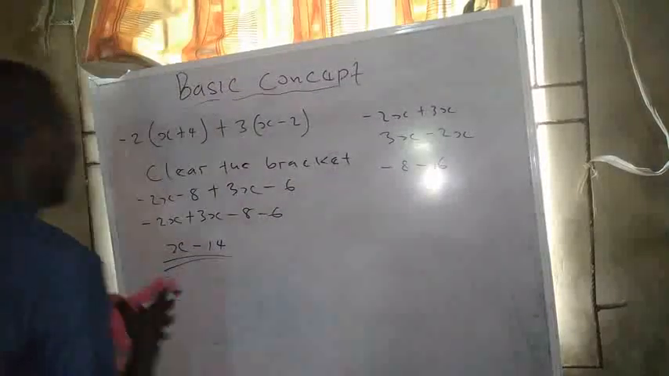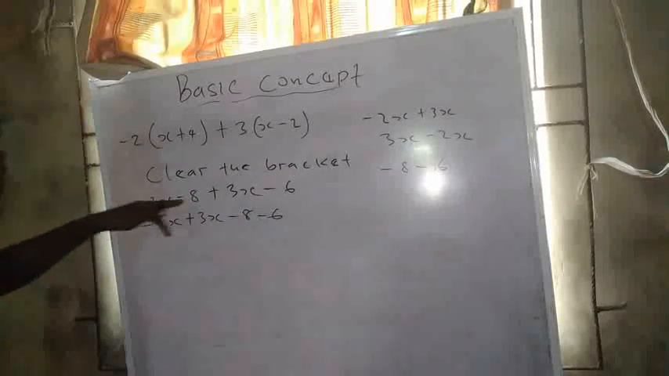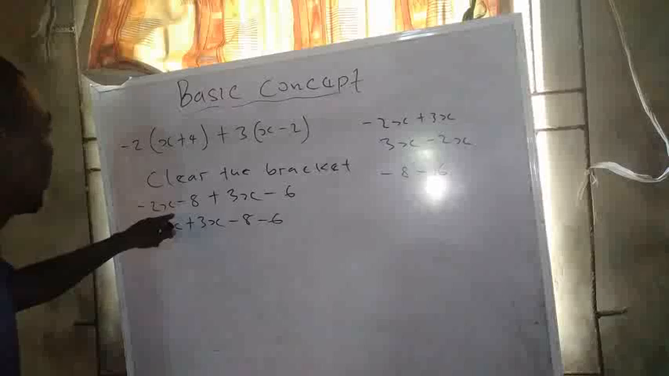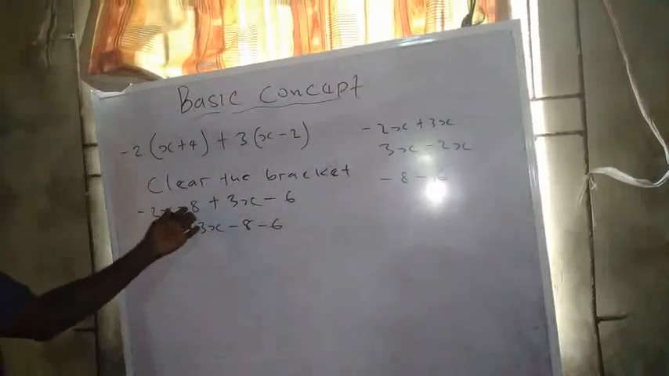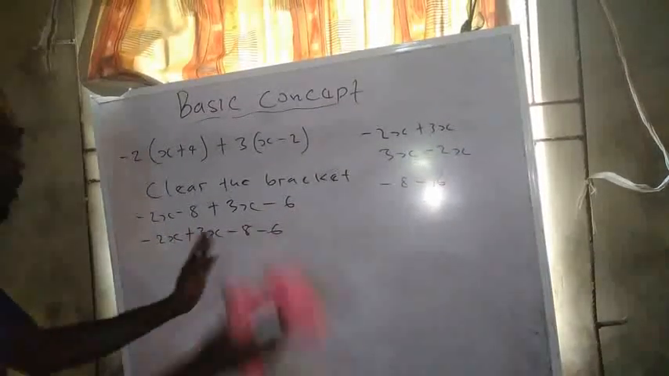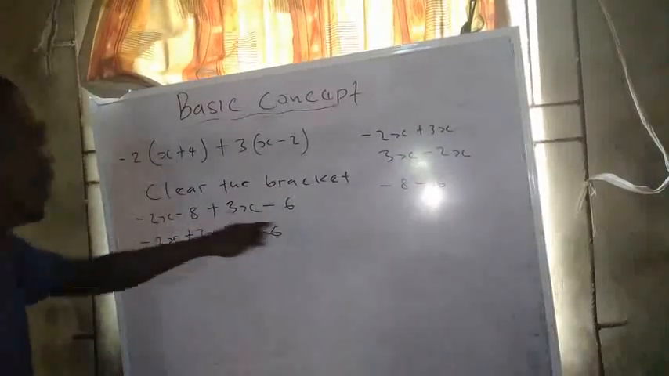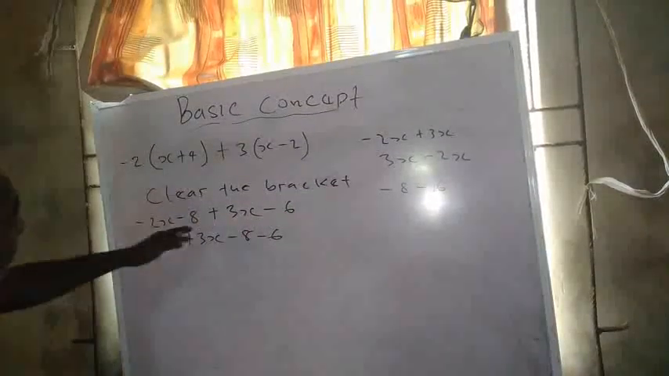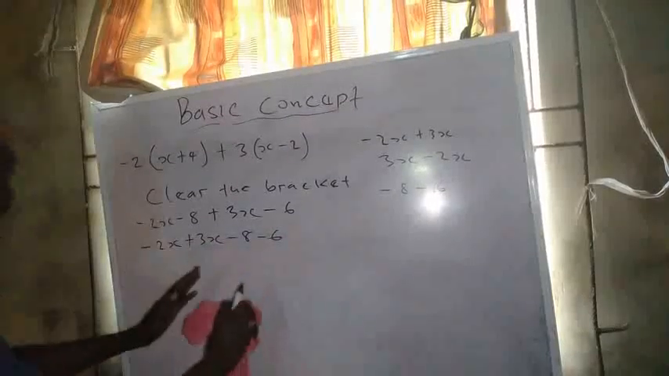Yeah, let me explain something again. When we want to collect the like terms, we have minus 2s plus 3s. And this one is 8, just 8, not having an alphabet. This one is 6, it's not having an alphabet. So they are the same in nature. So minus 8 and minus 6, they are not having an alphabet. I don't mean that this 8 is the same thing as this 6; I just mean they are not having any alphabet. So you can add them together.